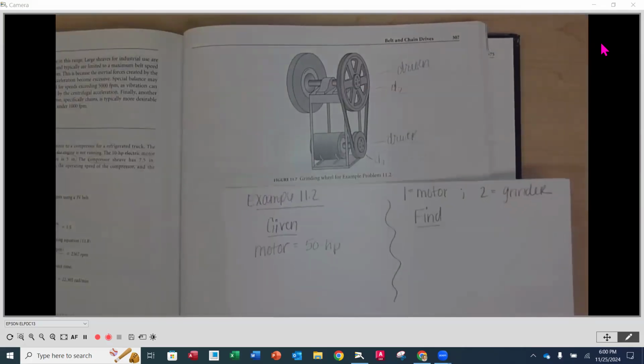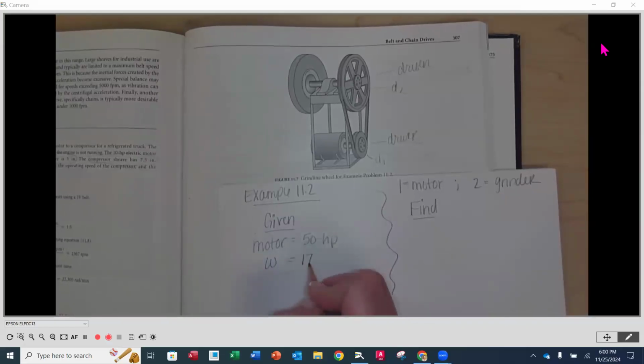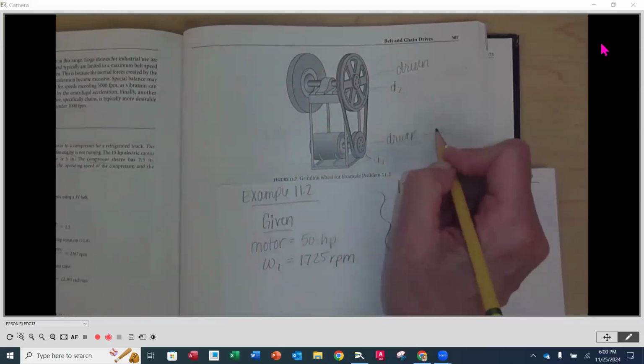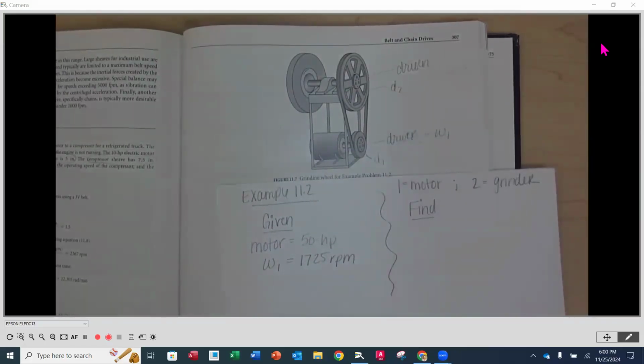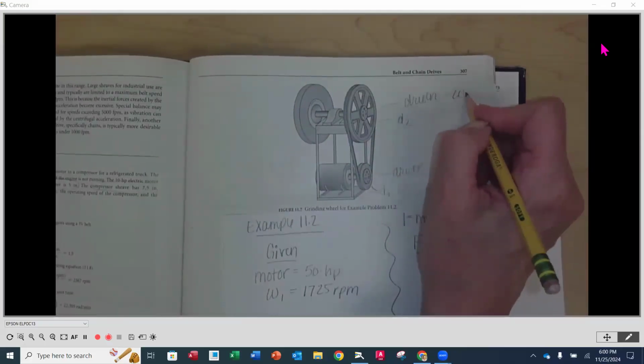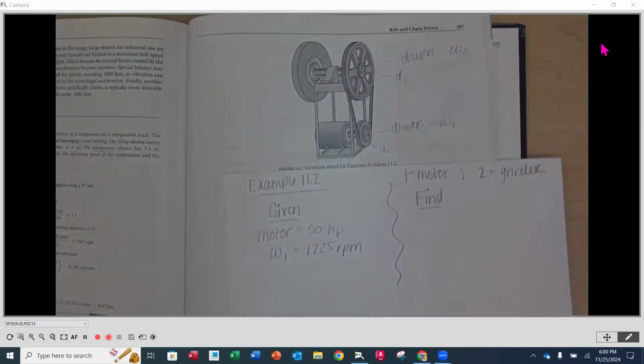Do we know anything else about the motor? We do know the angular velocity. What is it? 1,725 RPM. Perfect. And is this W1 or W2? W1. This is our driver, right? So this is going to be W1. That means that the driven up here is going to be our W2, right? Okay. What else do we know?